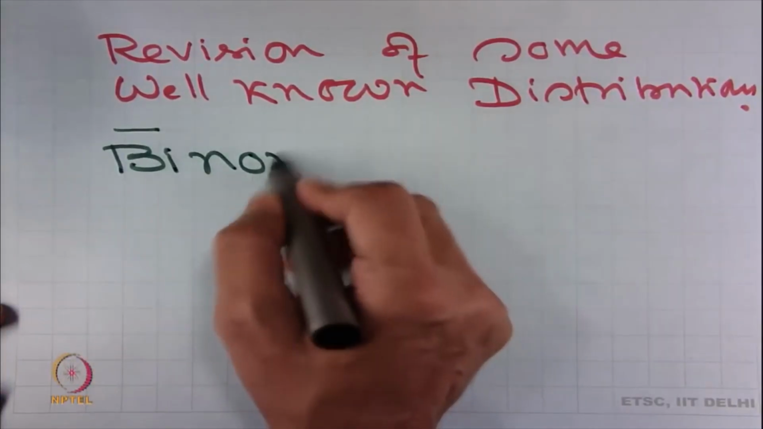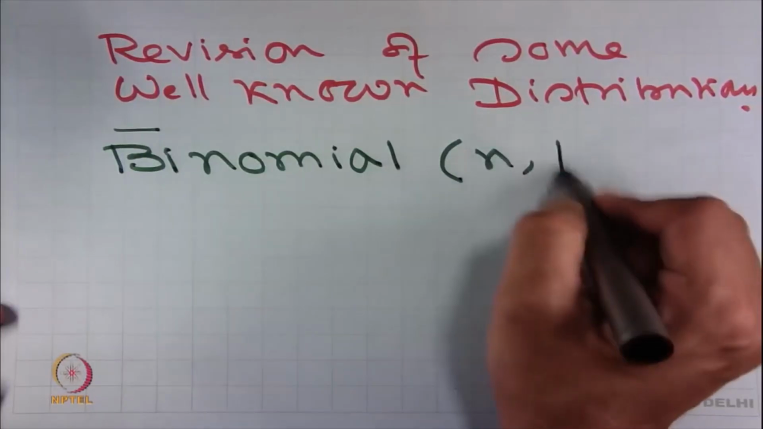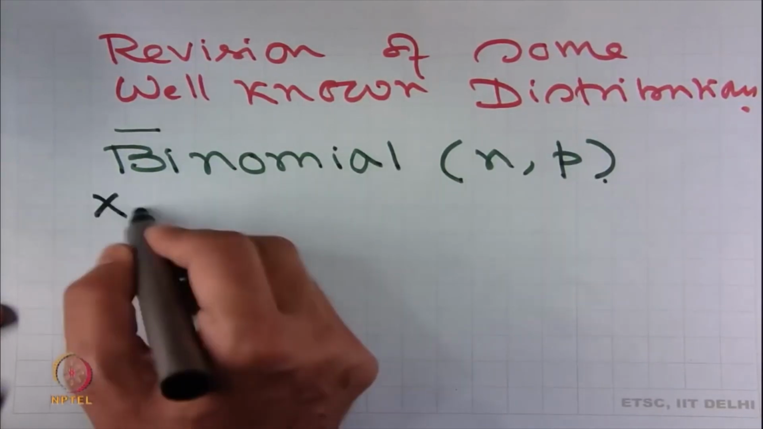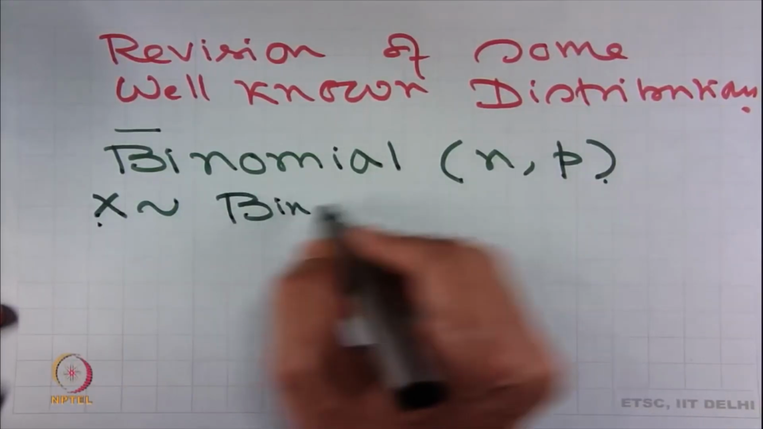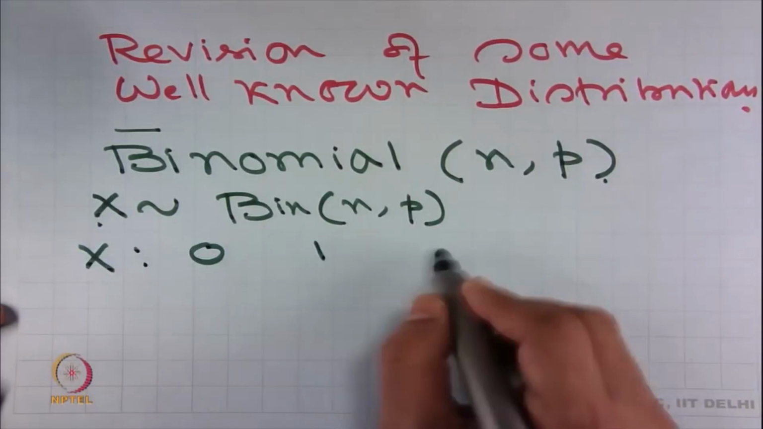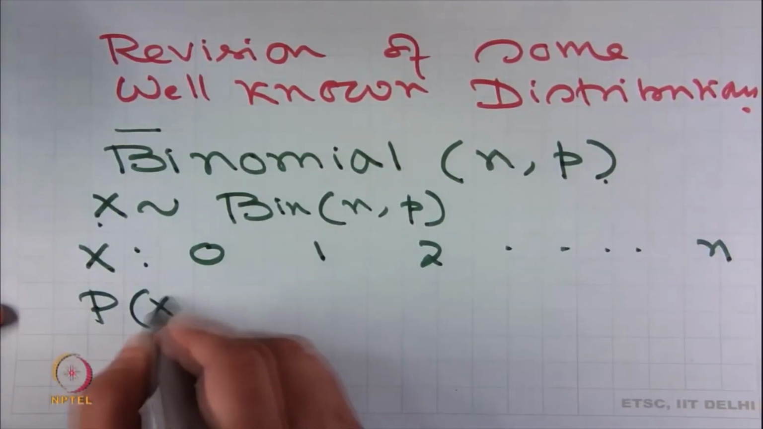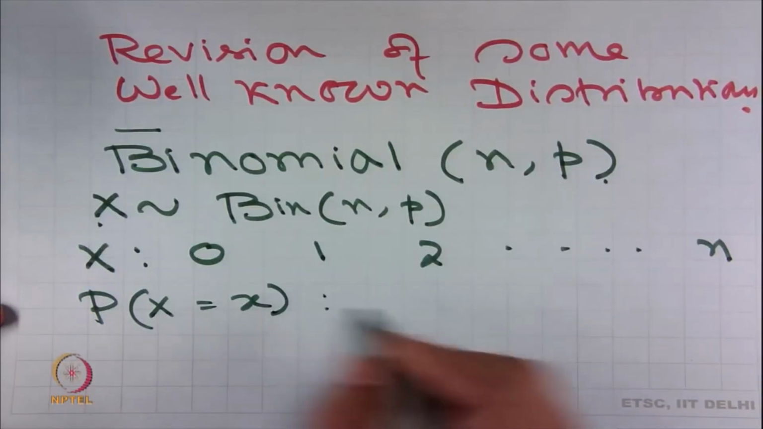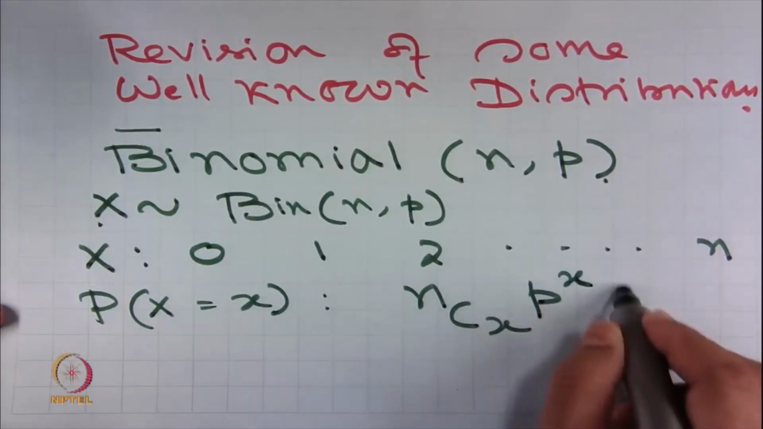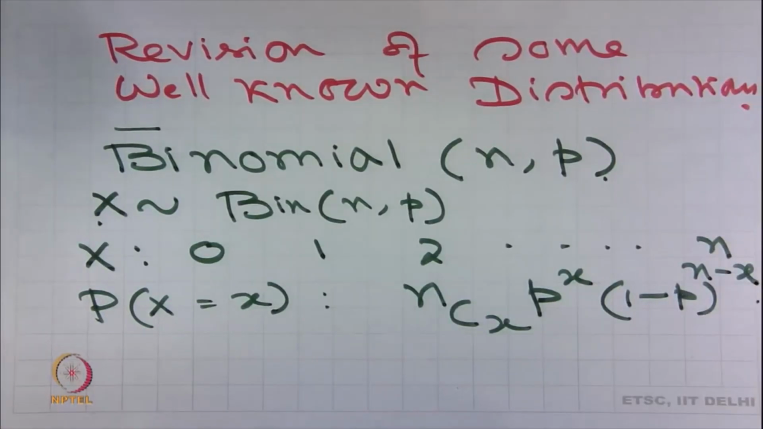The first one that I look at is binomial. It has two parameters n comma p. If x is a random variable which is binomial with parameters n comma p, then the possible values for x are 0, 1, 2 up to n. And probability x is equal to x, that is the probability mass function at x, is equal to n c x p to the power x, 1 minus p whole to the power n minus x. This all of you should know.